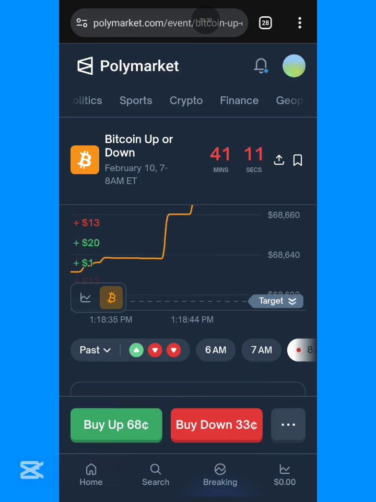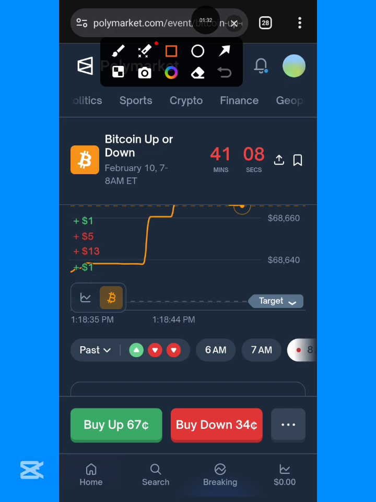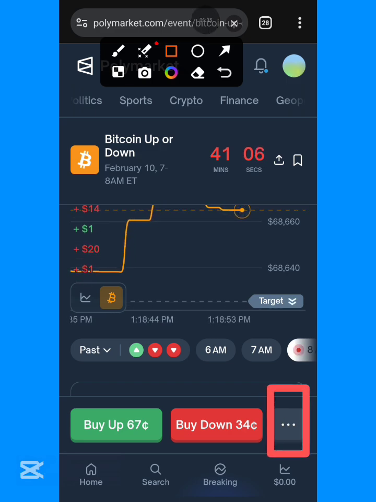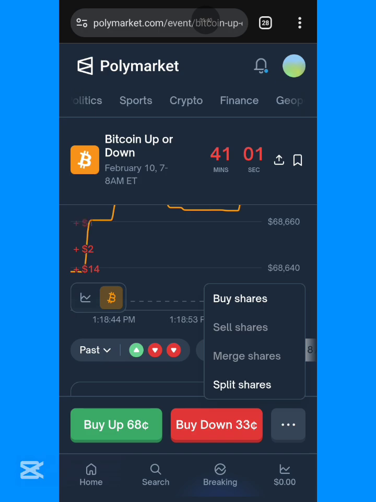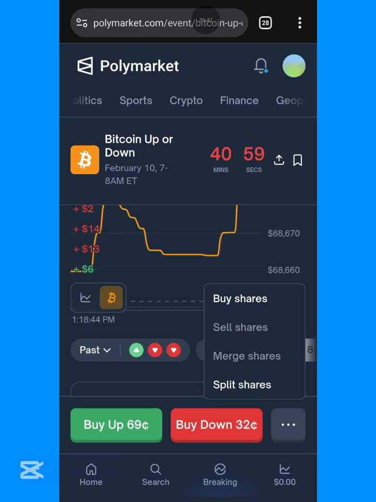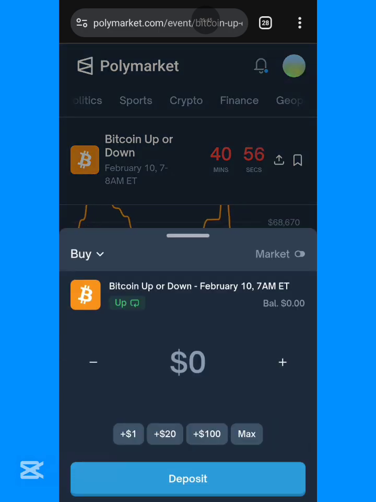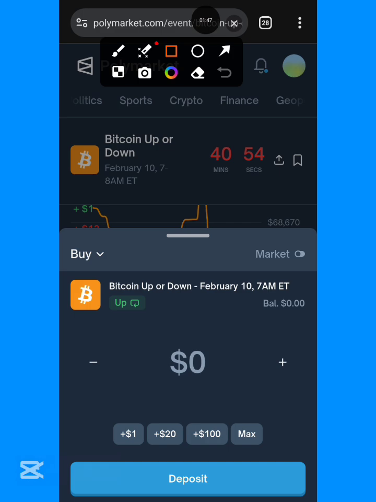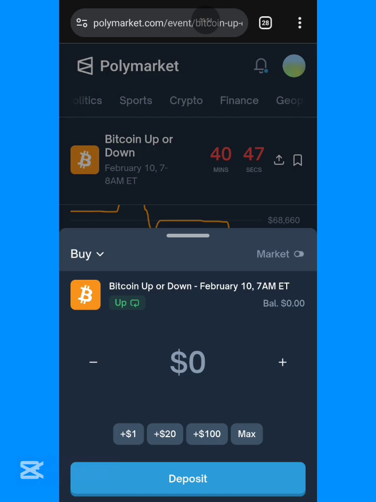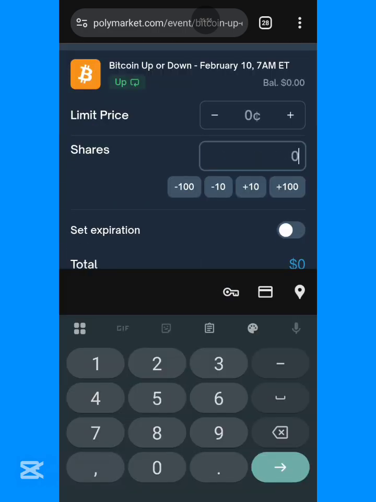If I want to set limit order, this is where I will click here. You can see these three dots. So you click there, you click here, then you click on buy shares. After you have done that, there is another thing you need to do. Look at this place, click that place. You see the button, when you touch it, it's going to change to limits. And you see, it has turned to limits. So that means I want to use limit order, not market order.